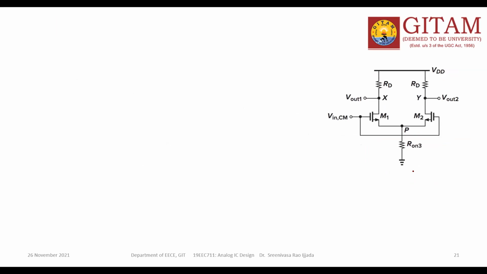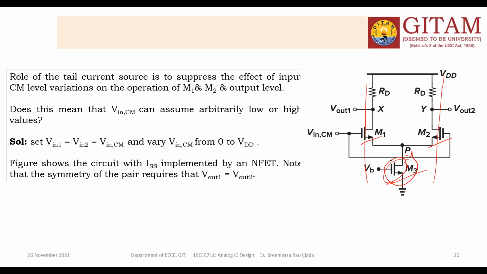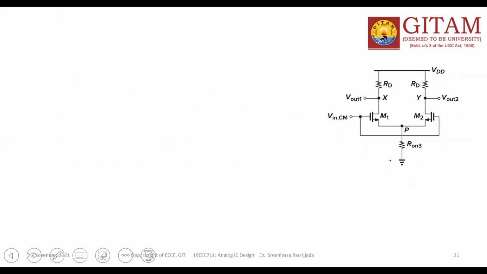So I can replace this M3 with a resistor, Ron3. Can you replace a diode-connected transistor with a resistor? Yes, we already found that in the first module. Ron is equal to what? The formula is 1 by mu Cox W by L into (VGS minus VTH). That is the Ron value.